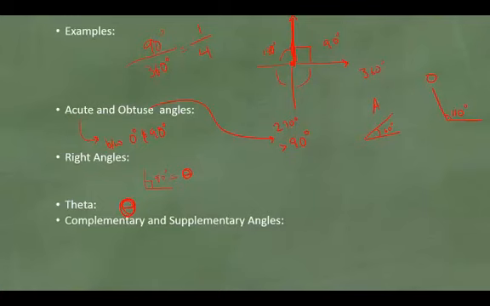Complementary and supplementary angles. Complementary and supplementary angles are angles that add up to 90 degrees and 180 degrees. So if we have two angles, A plus B, and they equal 90 degrees, they are complementary. If we have two angles, A plus B, and they equal 180 degrees, they are supplementary.